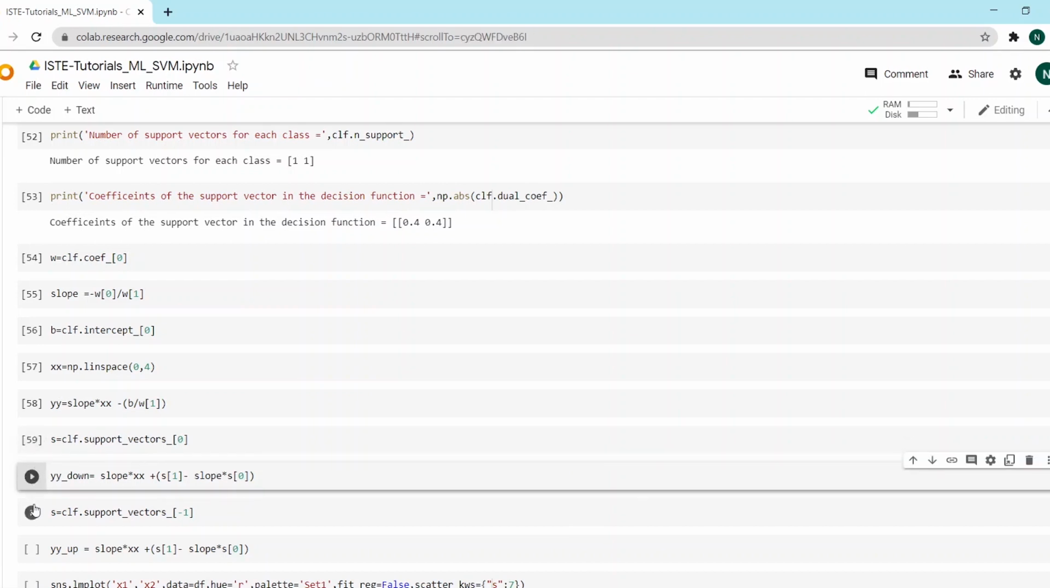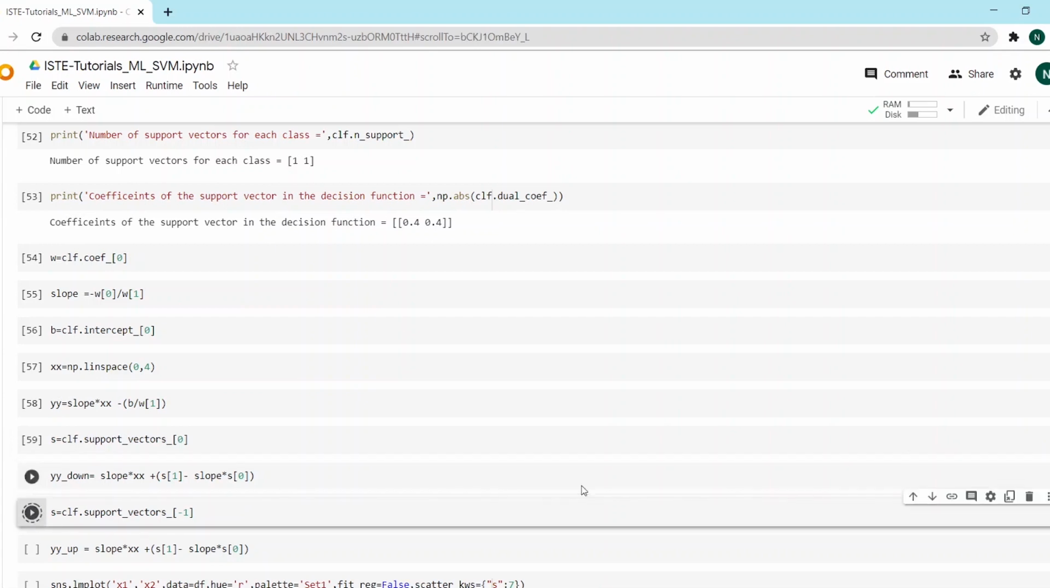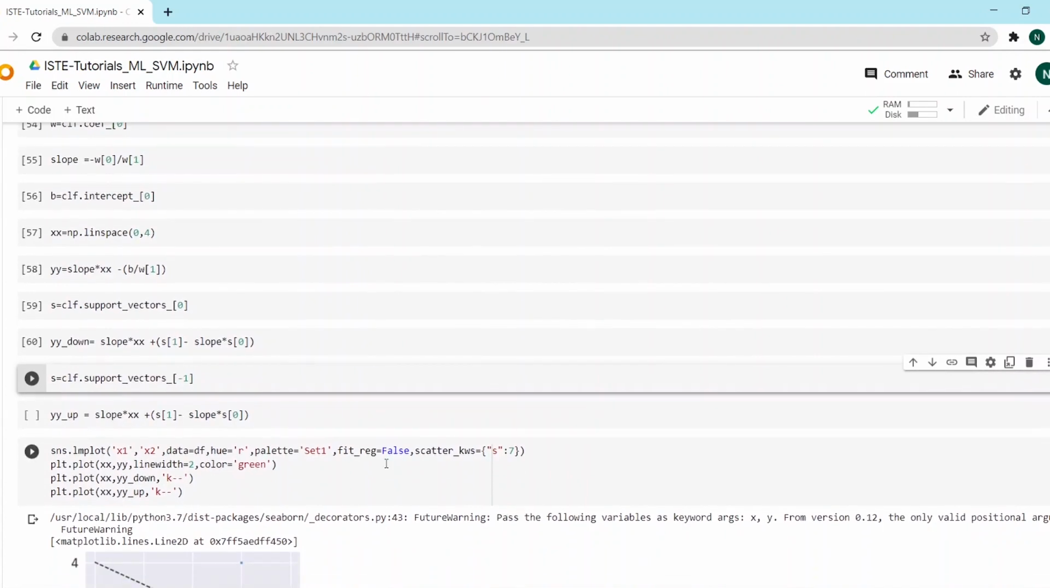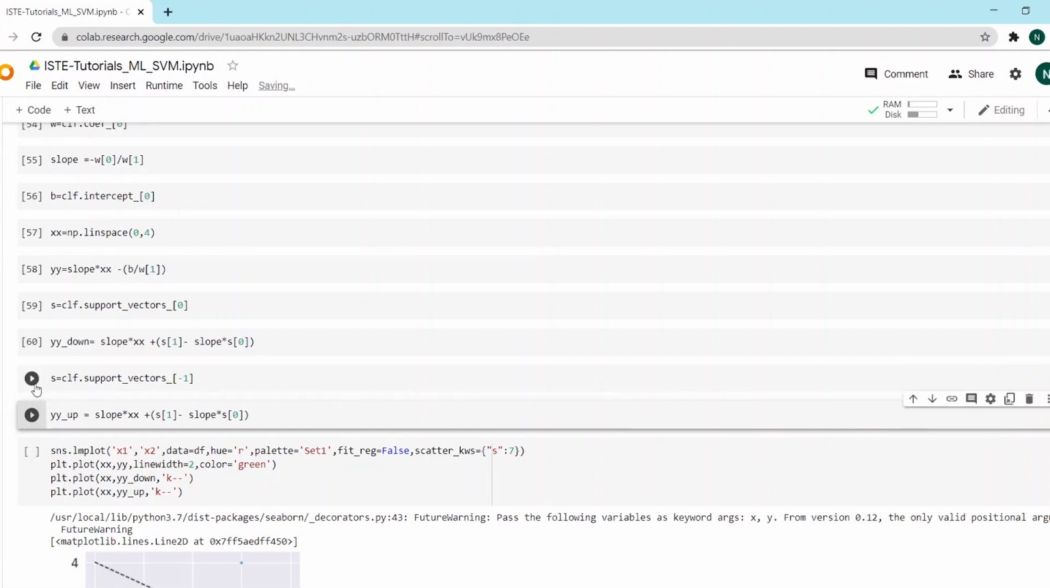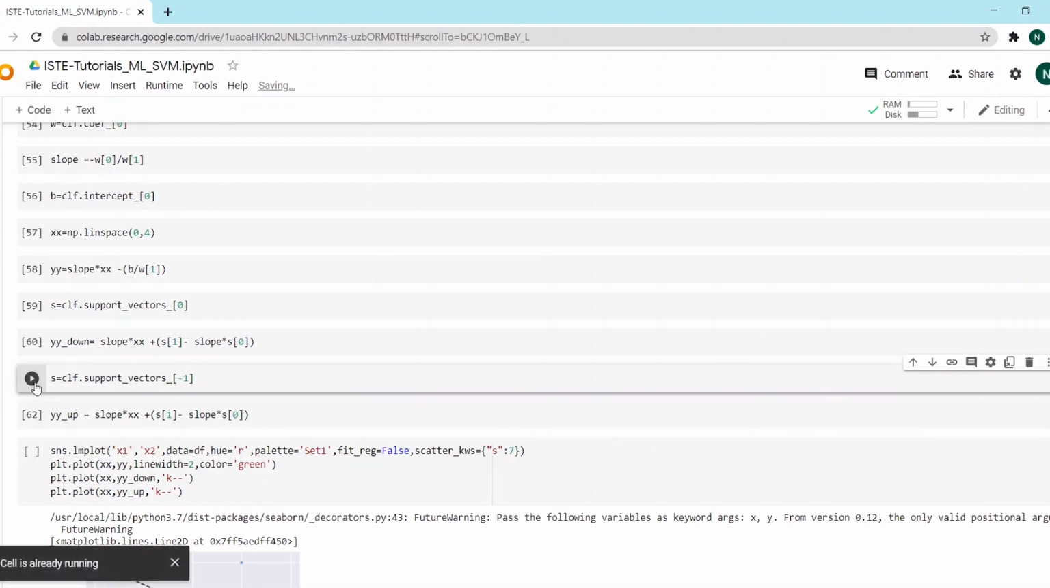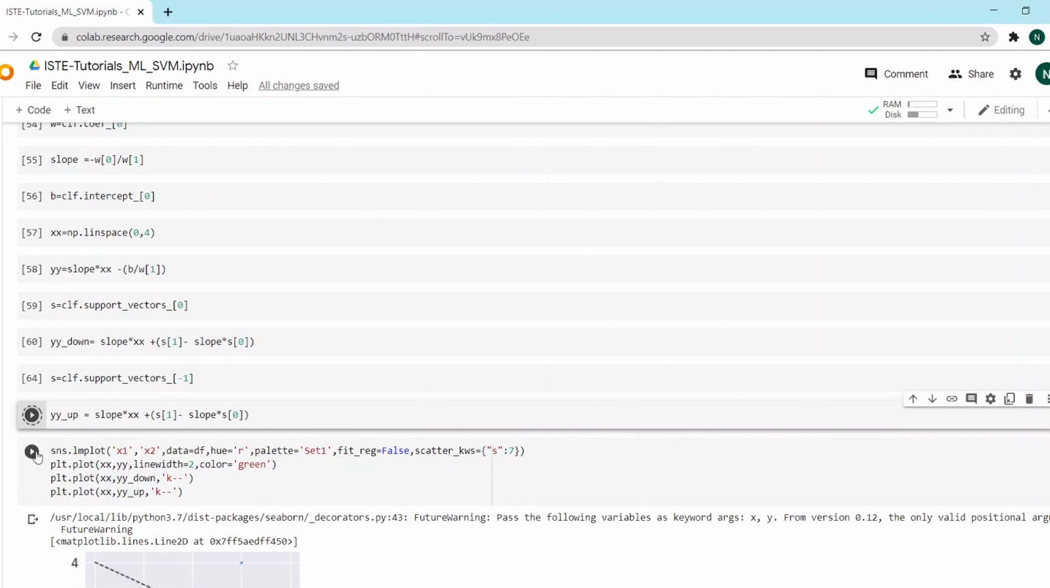We are executing it. Now similarly we can get the clf dot support vectors, the other xy values for the other support vector, that is minus 1, or you can keep it as 1 since this is the second support vector. Then we similarly define y up as slope times x, and similarly found s1 minus slope into s0, the intercept, and we execute it. Let's execute this, then executing this.